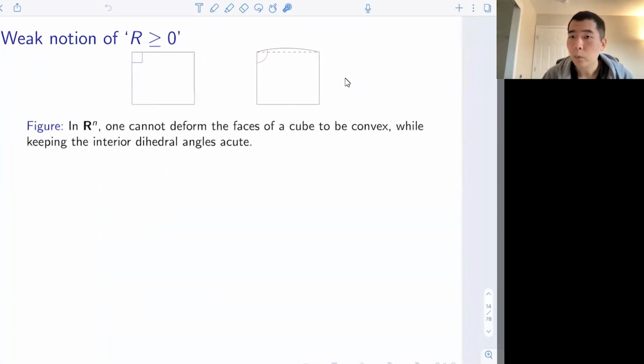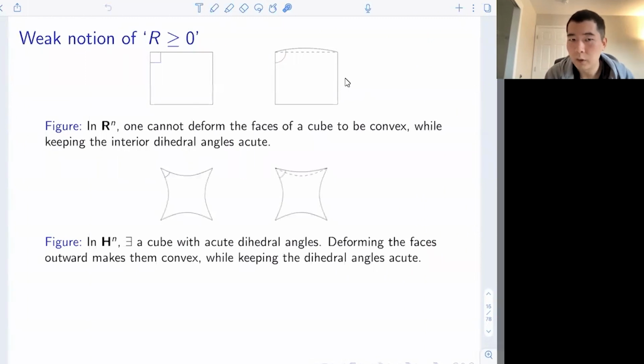On the other hand, if you allow negative scalar curvature in the interior, then you could expect that such a counterexample will happen. So in particular, in the hyperbolic space, there exists a cube, namely topologically, it's just the product of the intervals, as illustrated in this picture. Each of these cubes has totally geodesic faces, for instance.